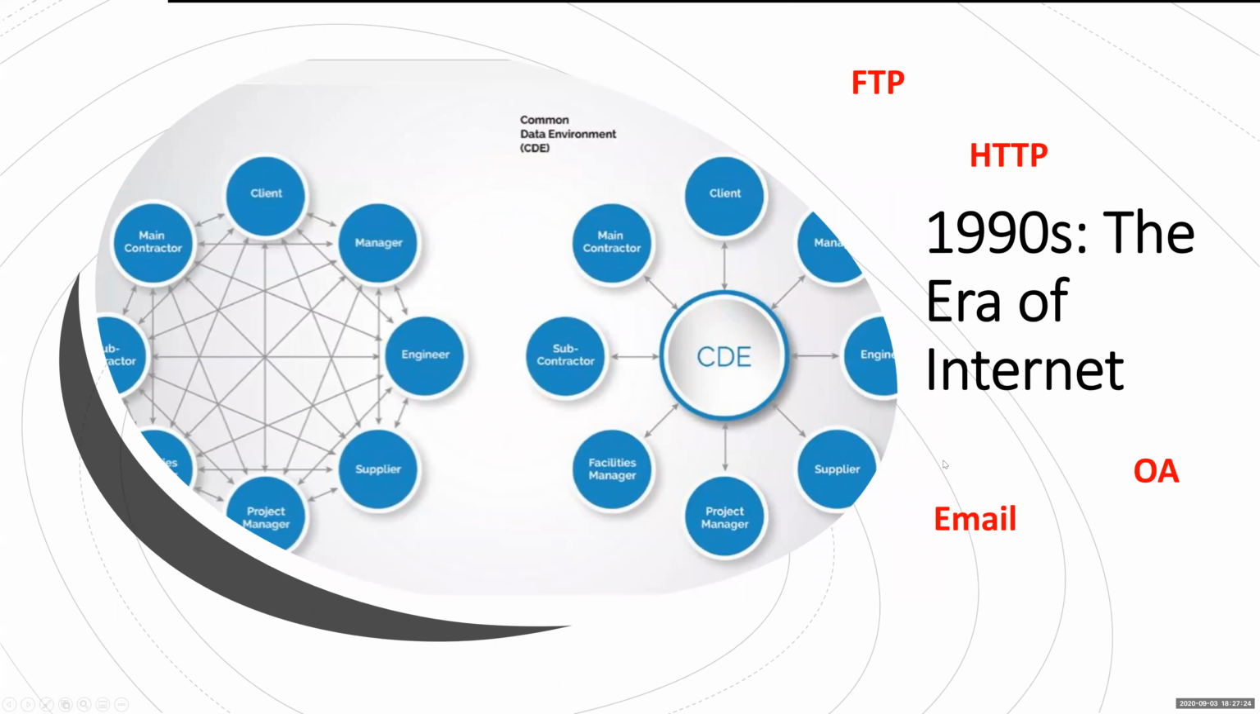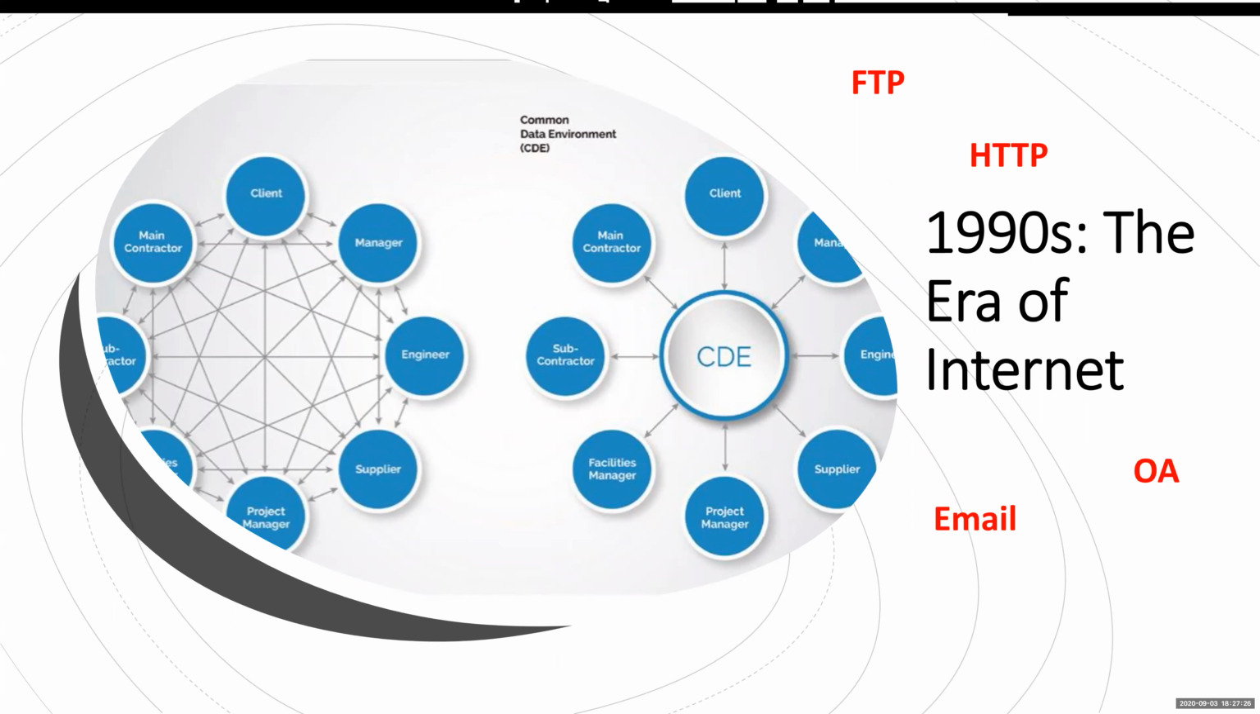Okay, so in the 1990s, another thing just emerged, the internet. So things such as FTP, HTTP, email, and OA, office automation started to emerge. How many of you have used FTP ever? No? Once again, you guys are young.